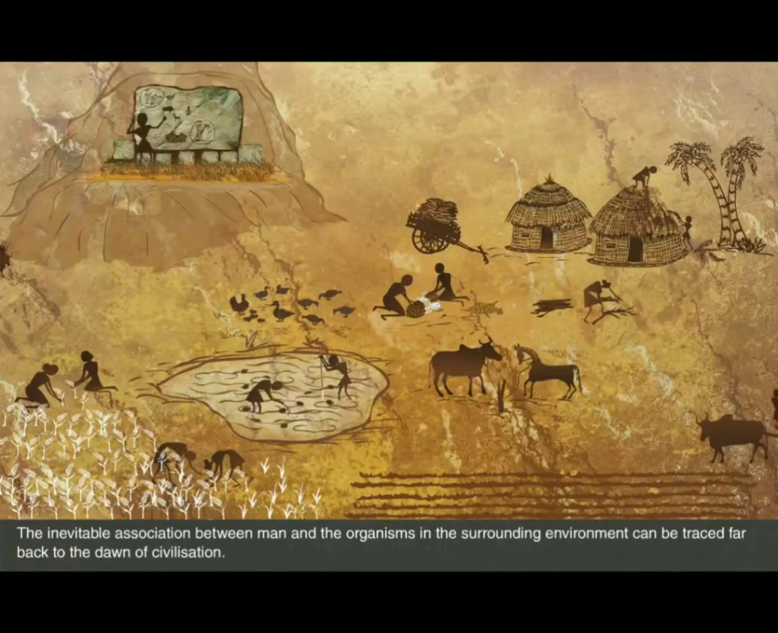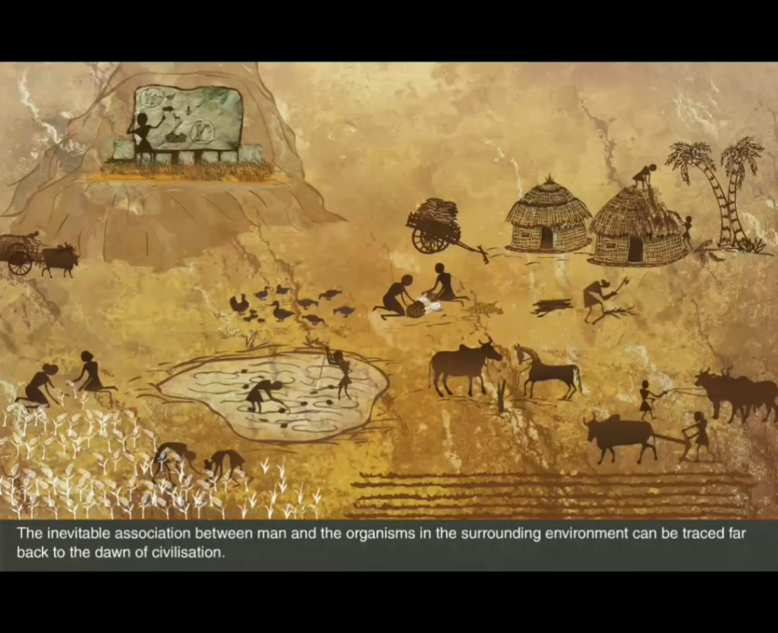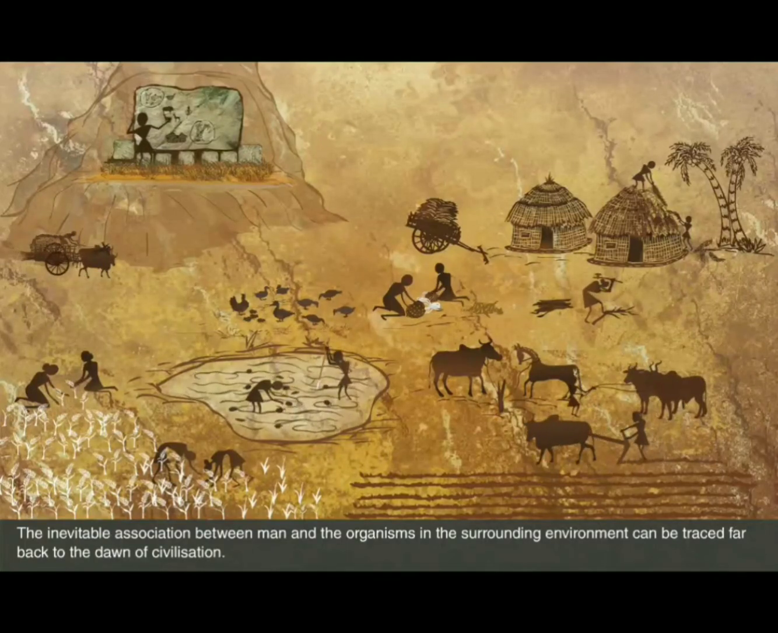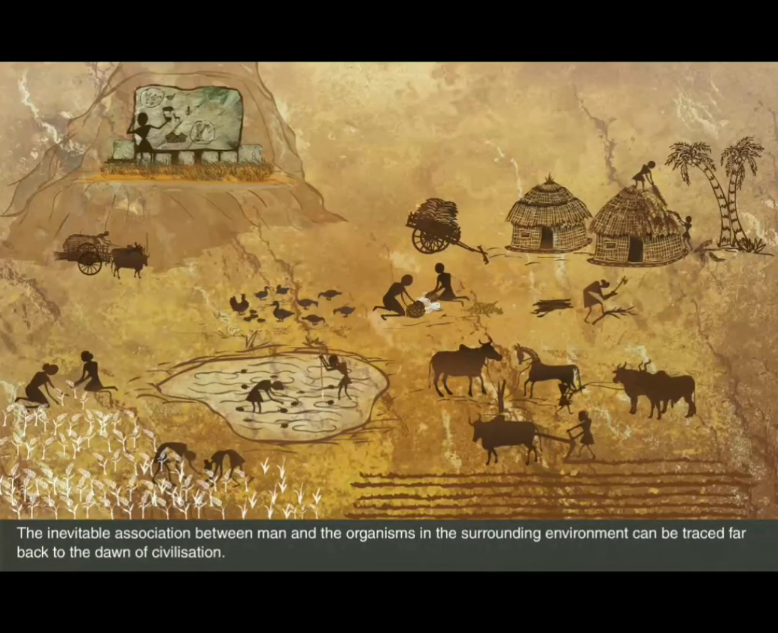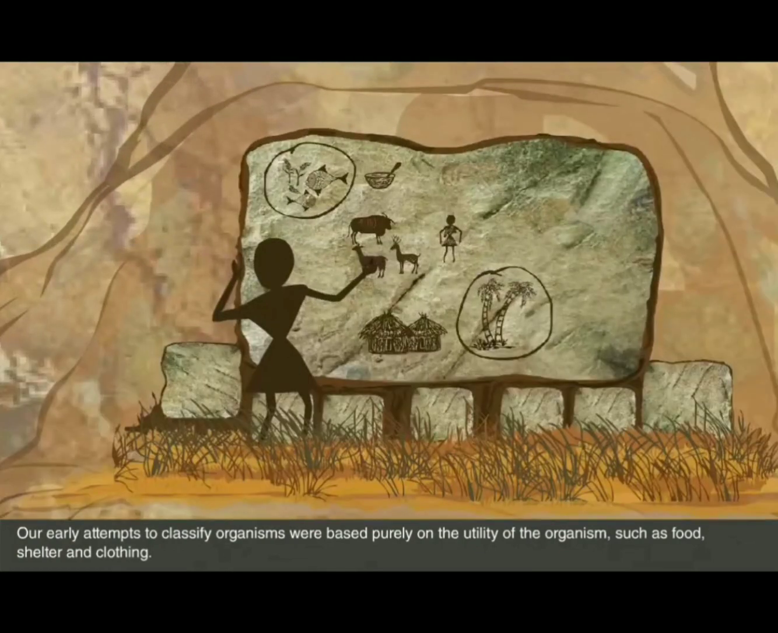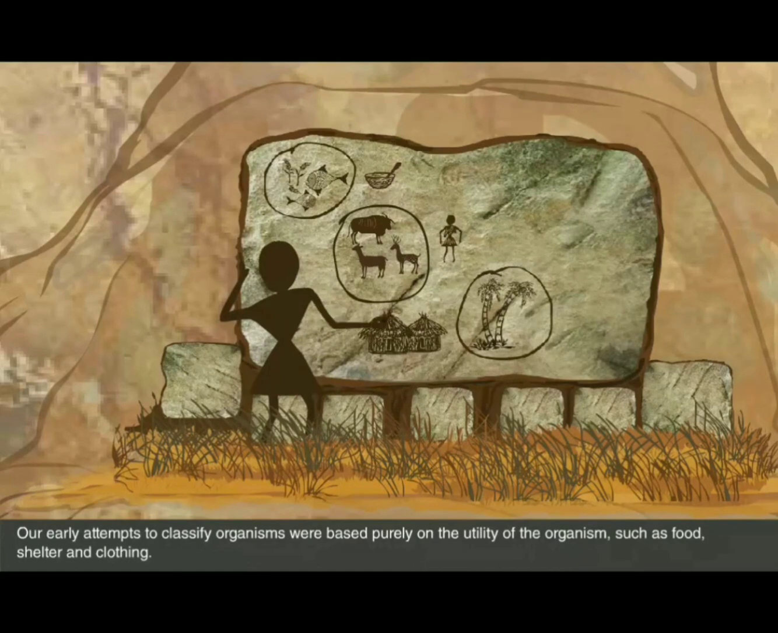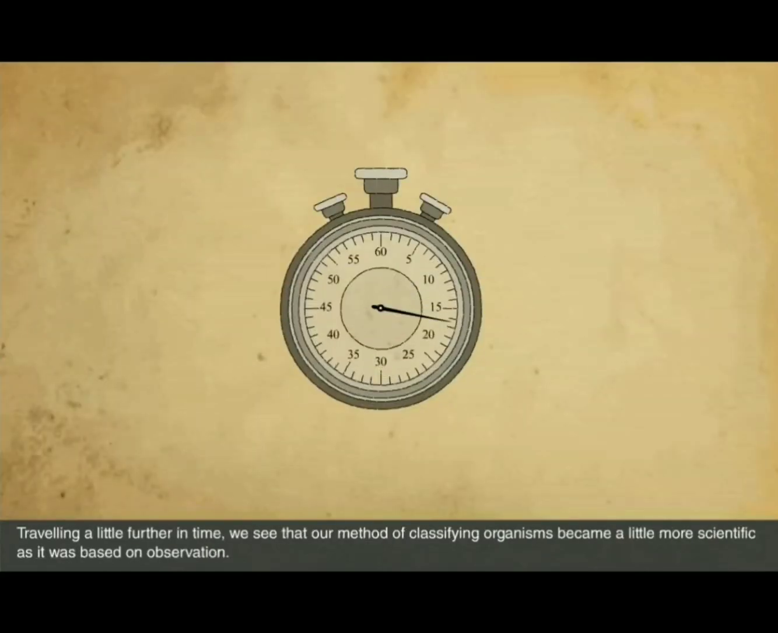Introduction. The inevitable association between man and the organisms in the surrounding environment can be traced far back to the dawn of civilization. Our early attempts to classify organisms were based purely on the utility of the organism, such as food, shelter, and clothing. Travelling a little further in time, we see that our method of classifying organisms became a little more scientific as it was based on observation.